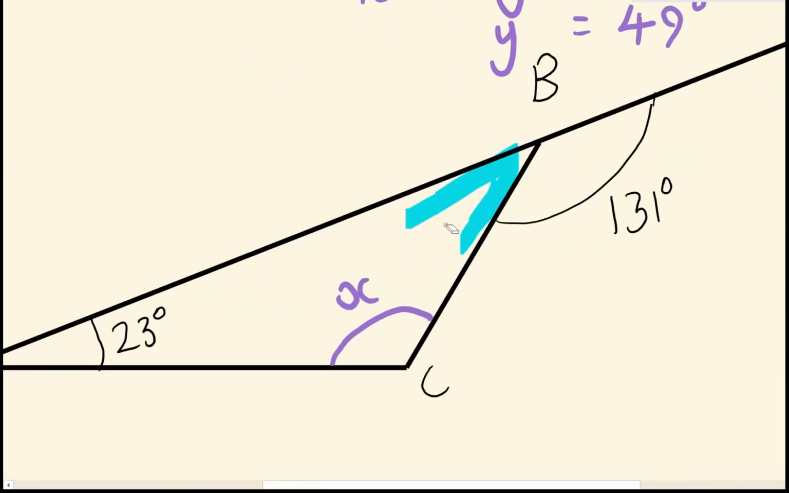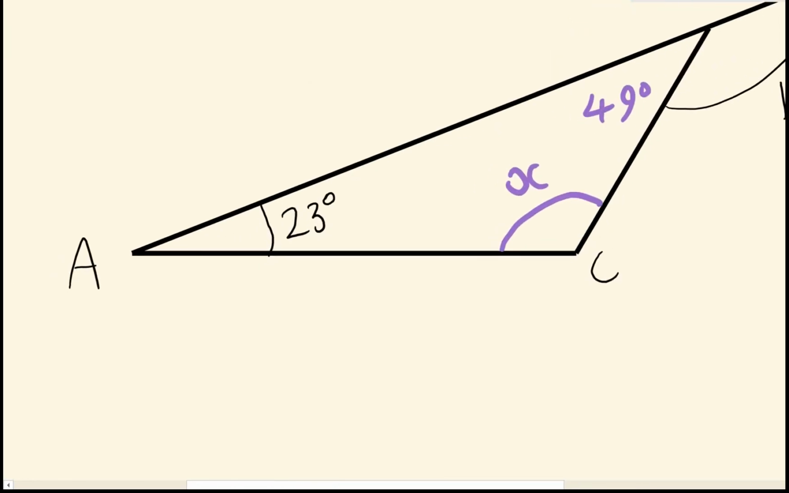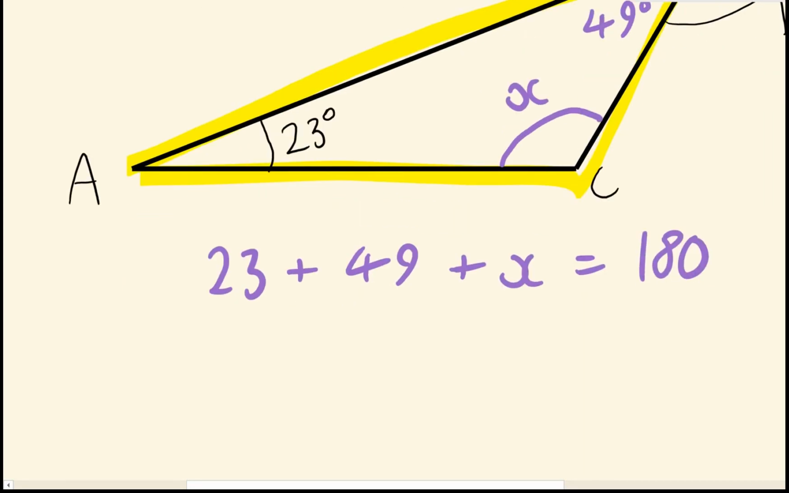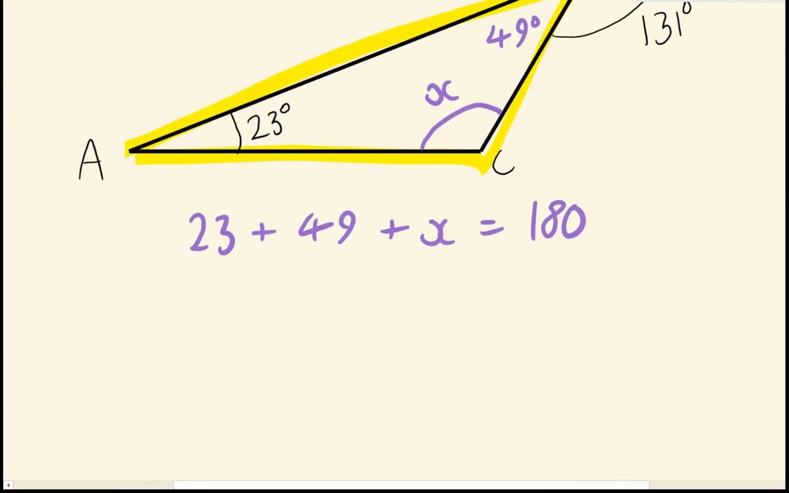So let's add that on. And now we've got y, we can use the fact that angles in a triangle do indeed make 180 degrees. So let's write another equation down here. I've got 23 and 49 and my missing angle x. They combine together to give me 180. So you add together the angles you know. 23 plus 49 is going to be 72.